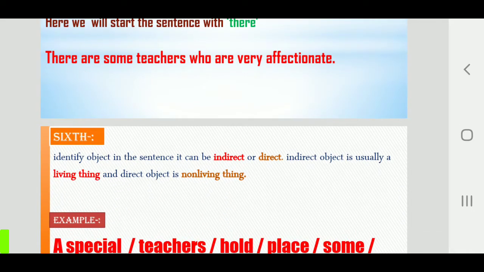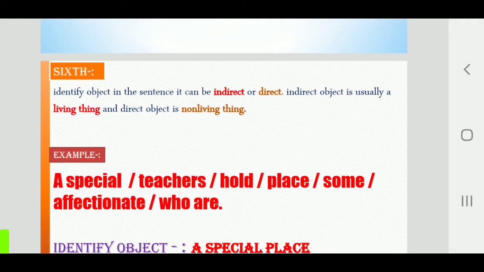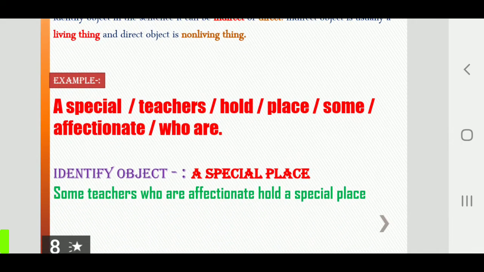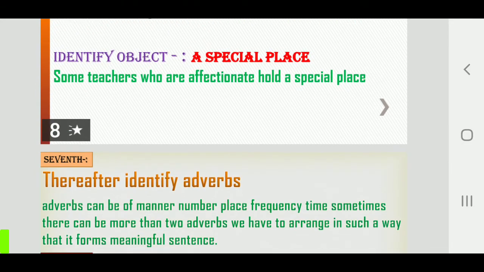After identifying the subject and verb, we come to the object. We'll try to identify the object in the sentence. It can be indirect or direct. An indirect object is usually a living thing, and a direct object is a non-living thing. In this case, when we identify the object, the word that comes out is special place, because we have written some teachers hold a, and we'll say special place. Some teachers who are affectionate hold a special place.